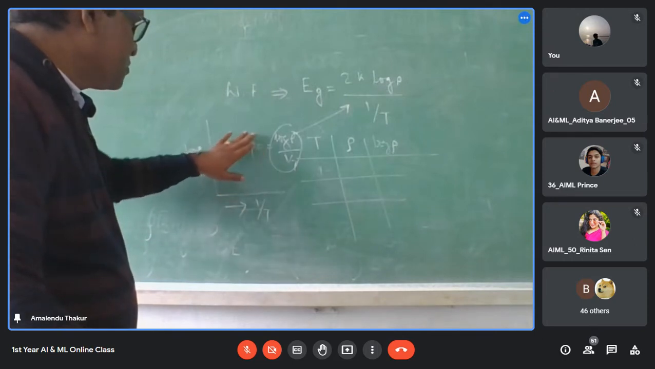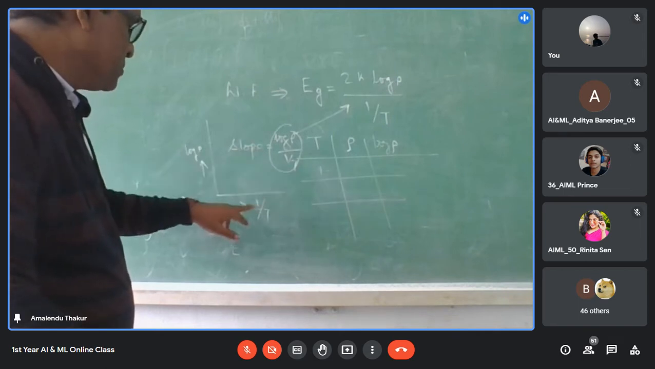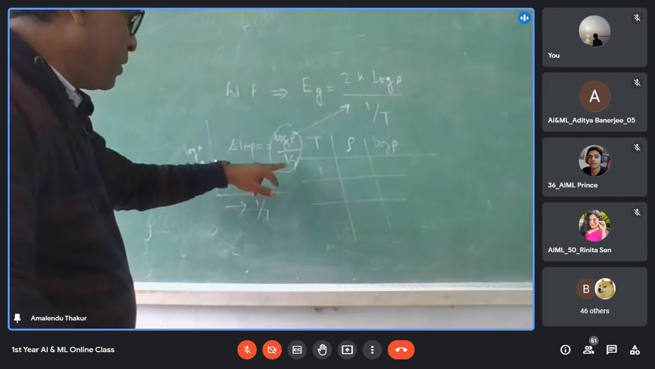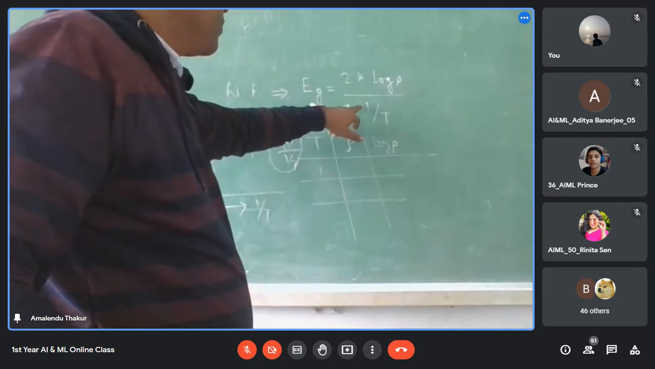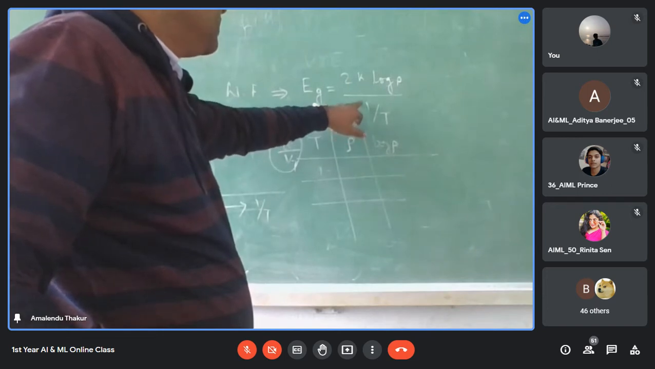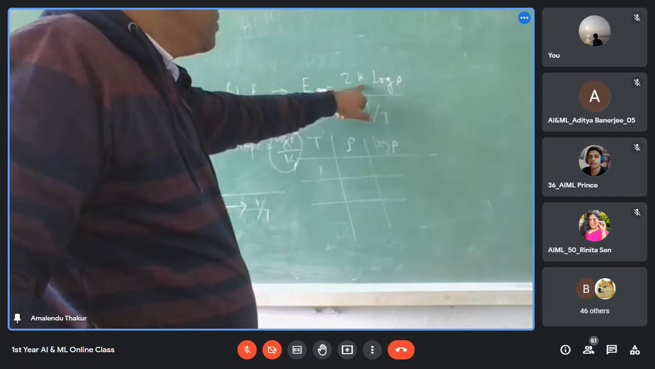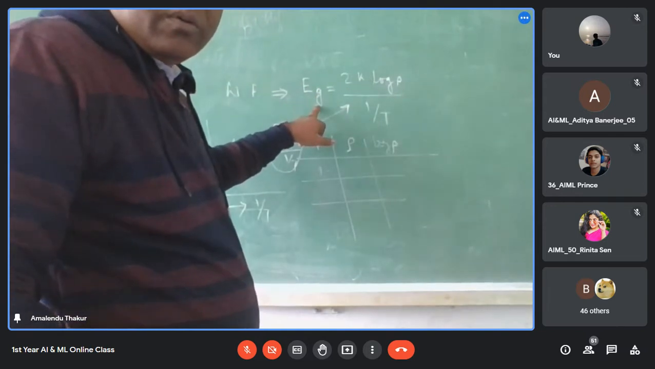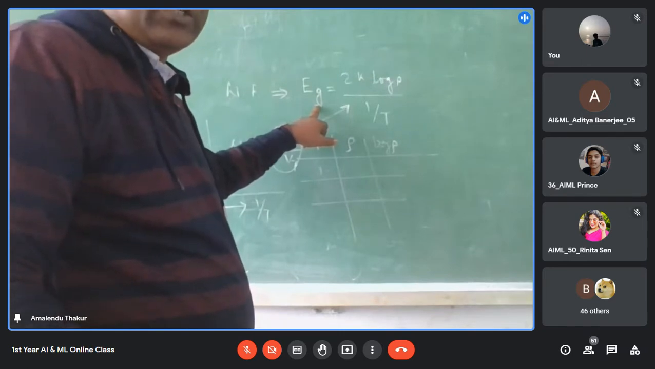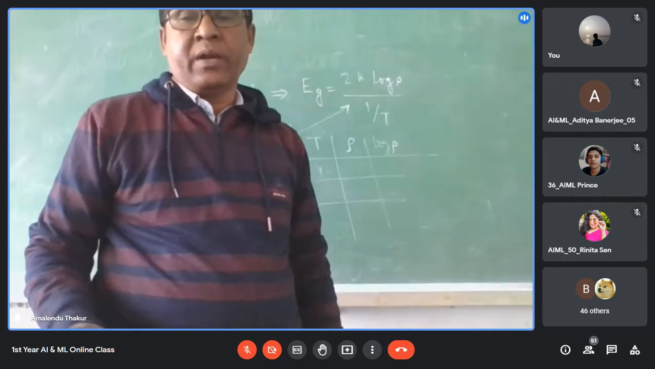From this curve, we have to take the slope, whose value becomes like this, log rho by 1 by t, and this value we put in this working formula. K is the Boltzmann constant. So from there we get the value of the band gap, or energy gap, of that particular material.